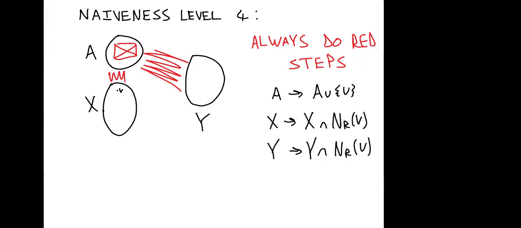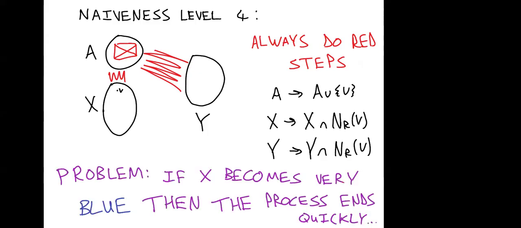It could be a stupid step, because maybe everything in here is really blue. Maybe everything in X is really blue, and then in one step, the process ends.